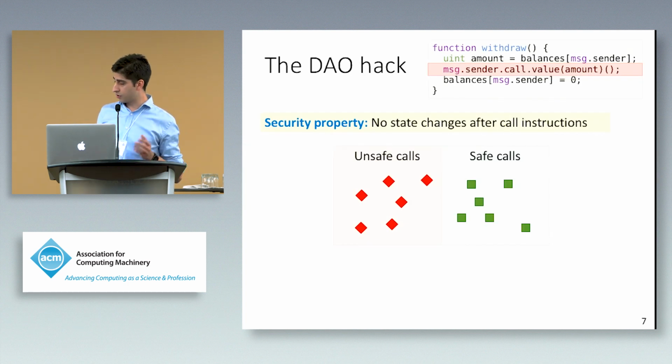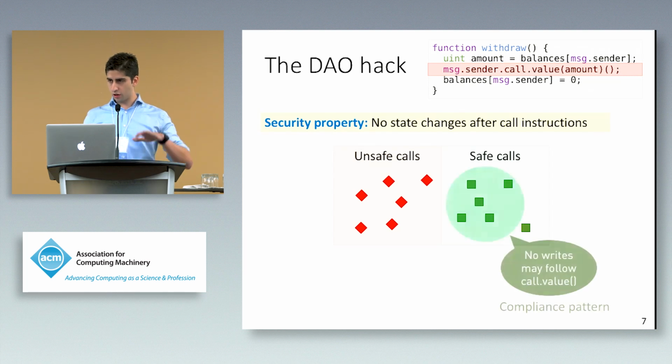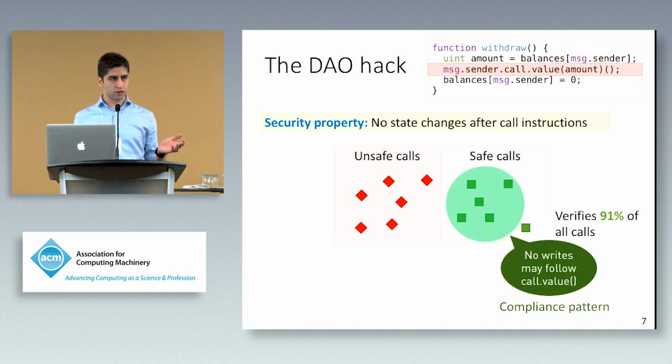So this is, again, back on the same example, this DAO hack. If you want to prove that a call is safe, you can essentially inspect the control flow graph of the smart contract and check that there are no writes that can follow the call instruction. You can look at the CFG and figure this out. And it actually turns out that with this compliance pattern that proves safety of the call, you can verify 91% of all the call instructions in Ethereum smart contracts. So it's a pretty powerful way to prove safety for this property. It will not catch all the safe calls, but a big amount of those.